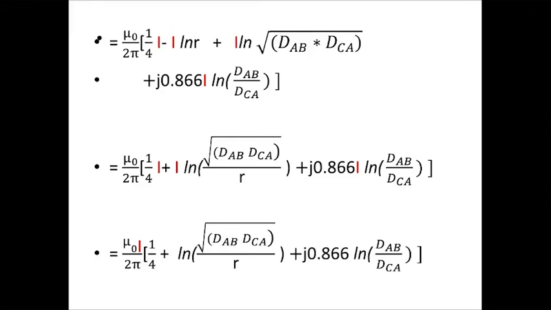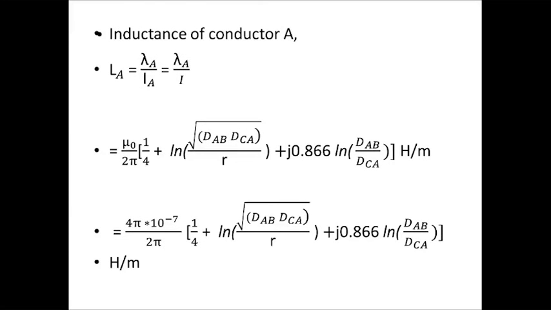Inductance of conductor A, LA, is equal to lambda A by IA, that is equal to lambda A by I. This is equal to mu0 by 2 pi into 1 by 4 plus log root DAB DCA by R plus j0.866 log DAB by DCA Henry per meter. The current will cancel out.